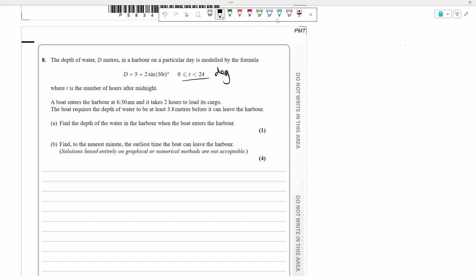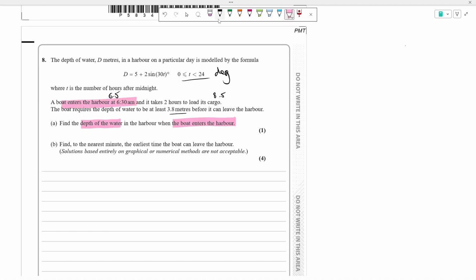And it says that t is the hours after midnight. Okay, cool. It says a boat enters the harbour after 6:30, so this is 6.5, and takes 2 hours to load its cargo, so I'm going to call this 8.5. The boat requires the depth of the water to be at least 3.8 before it can leave the harbour. We'll find the depth of the water when the boat enters the harbour.